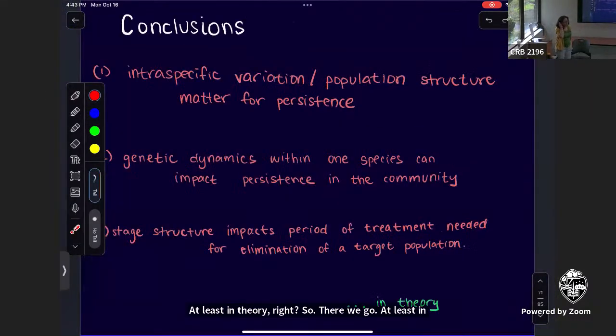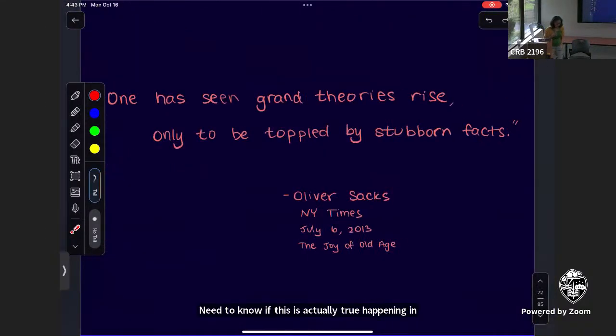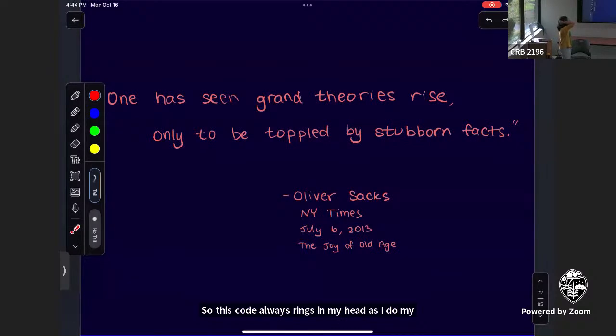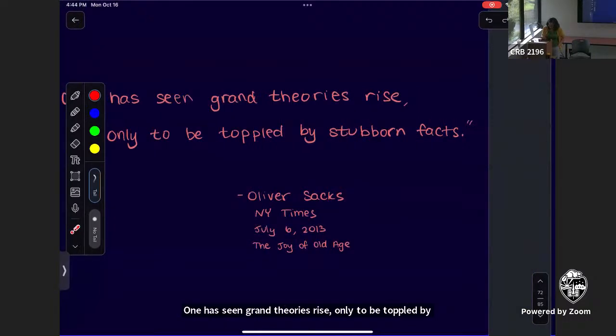One caveat to all this work is that it's all based on abstract and theoretical models, and we need to know if this is actually true and happening in reality. It reminds me of this quote that always rings in my head as I do my research. It's from Oliver Sacks, 2013: "One has seen grand theories rise only to be toppled by stubborn facts." Right? So this inspires me.